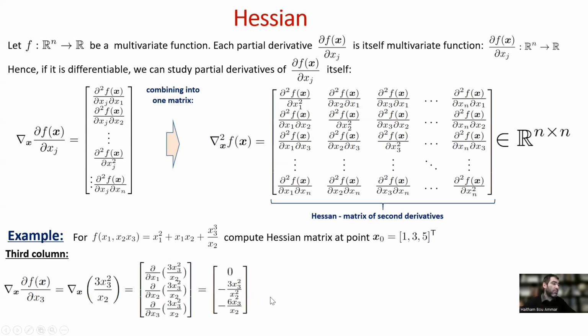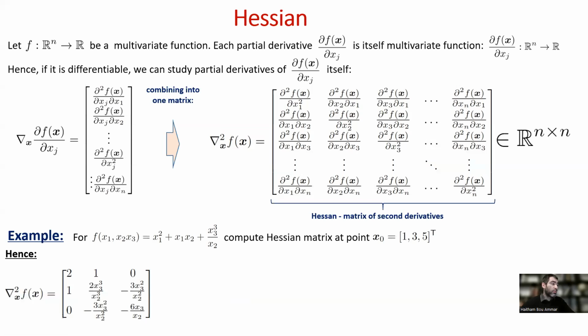And finally, for the third column of the Hessian, we take the gradient of the third partial derivative, and this partial derivative is represented by the expression 3x3 squared divided by x2. And again, following that definition of the gradient, we take the partial derivative of this expression with respect to each component. And as a result, we get this vector 0, minus 3x3 squared divided by x2 squared, and minus 6x3 divided by x2.